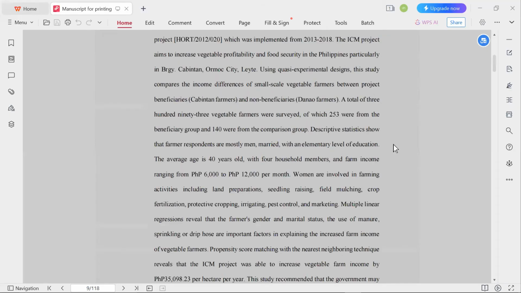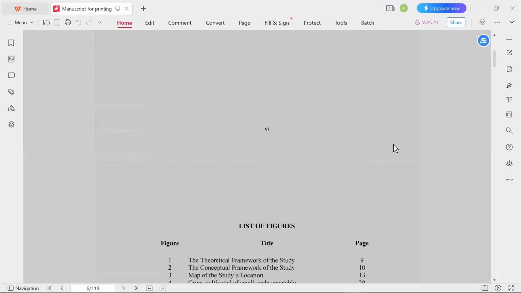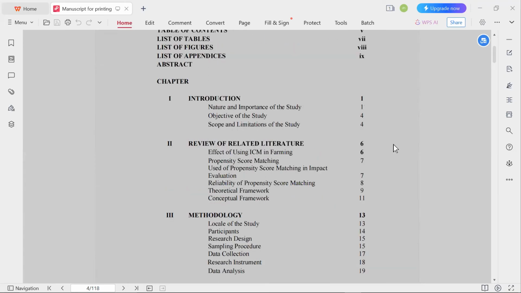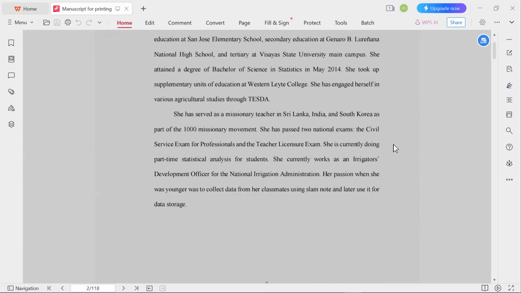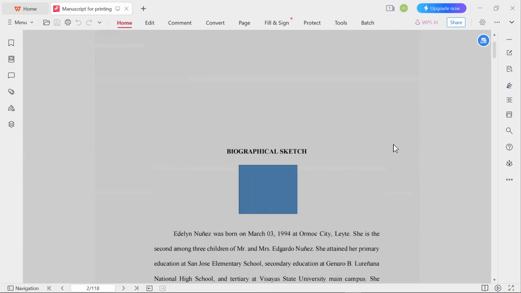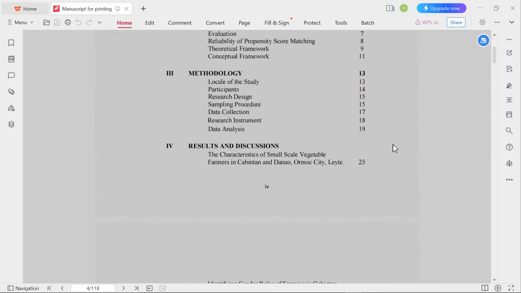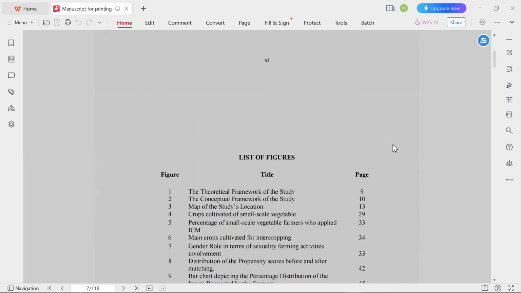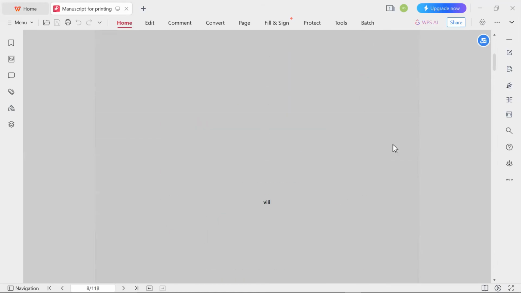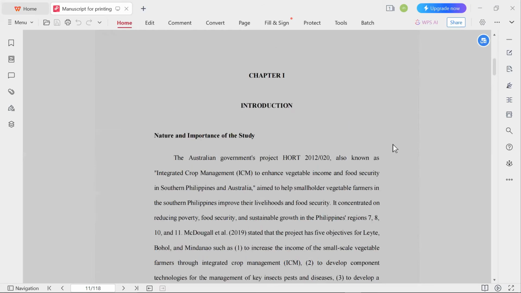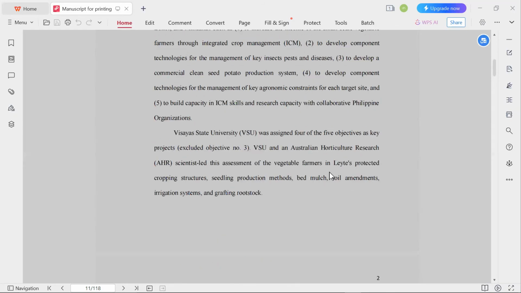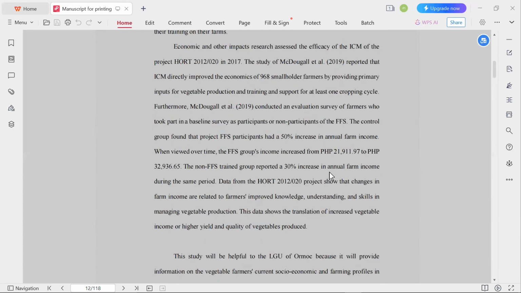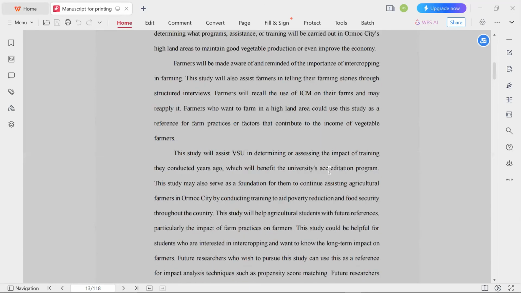So this is an example of my manuscript. This is my master's manuscript. I'm sharing it with you. We have the title, the table of contents, and then the list of tables, list of figures, list of appendices, and then the abstract. Afterwards, you would do the introduction. As you can see here, we have the nature and importance of the study with a corresponding literature. We can see here the literature cited.